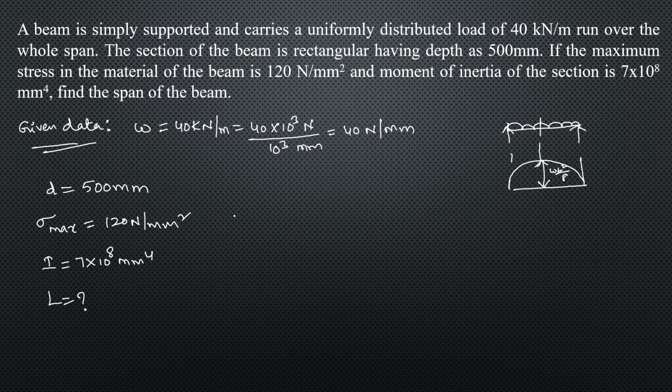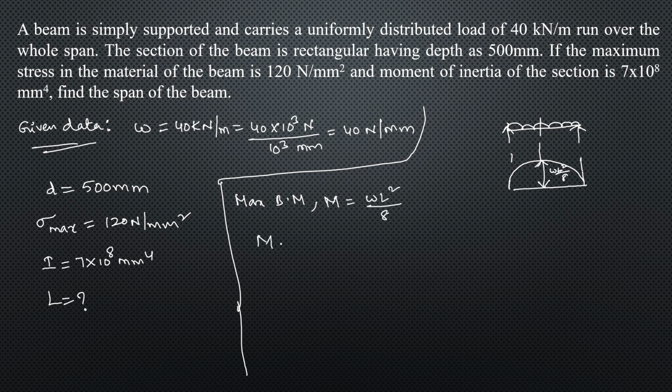So I'm writing it here. Maximum bending moment for a beam carrying UDL. So M is equal to how much? WL square by 8. So from here M is equal to, what is the value of W? 40 into, what is the value of L? We don't know. So L square by 8. So from here what do I get? M as 5 into L square. Okay, keep this aside.